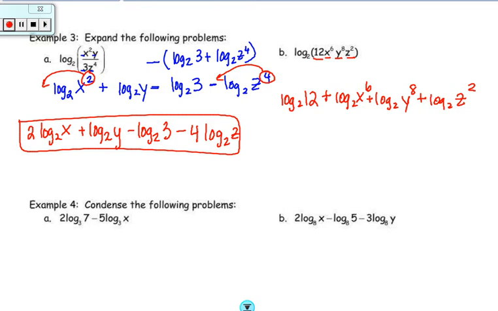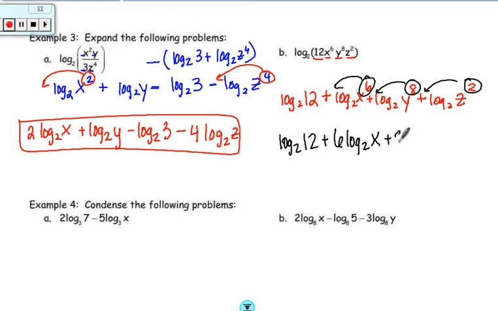And then I have 1, 2, 3 parts with exponents. So those 3 numbers have to go in front of the logs. Log base 2 of 12 plus 6 log base 2 of x plus 8 log base 2 of y plus 2 log base 2 of z.